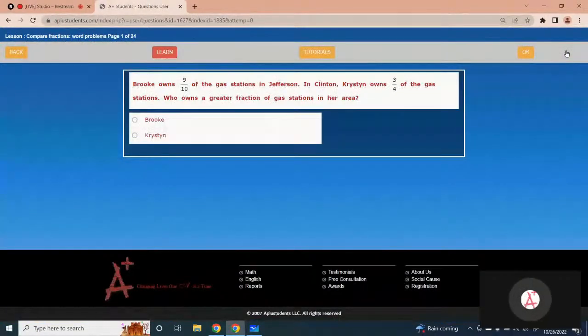Okay, Brooke owns 9 by 10 of the gas station in Jefferson. In Clinton, Kristen owns 3 by 4 of the gas station. Who owns a greater fraction of gas station in her area? So which fraction is greater, 9 by 10 or 3 by 4? Which one is greater?